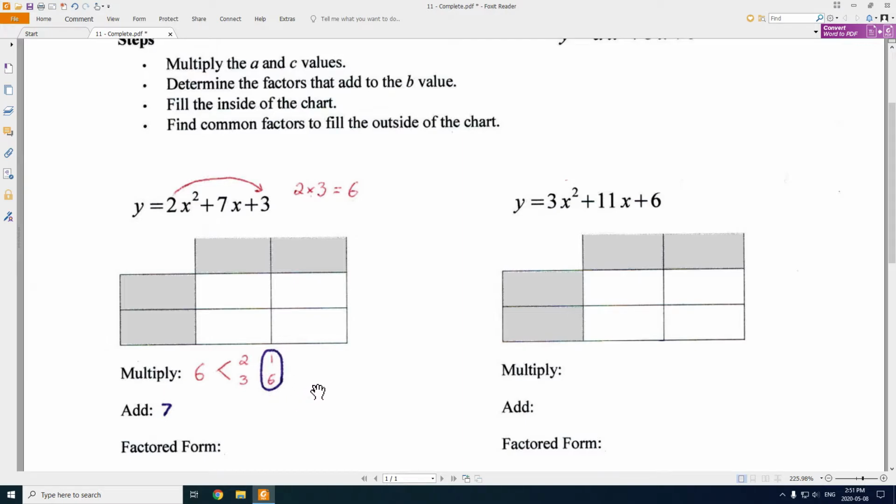The only problem is that when you have an a value, you're not done. So next step. We can't just use x plus 1 and x plus 6, because then where does our 2 come from out front?